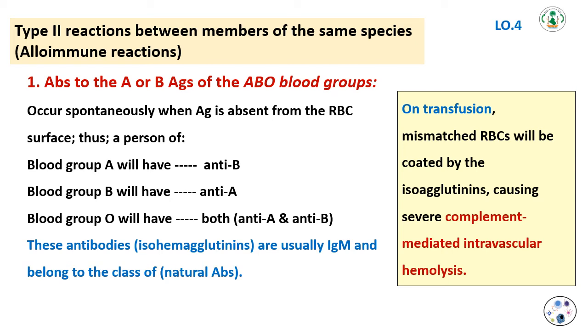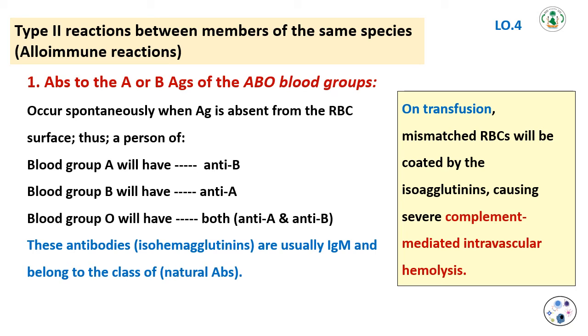Type 2 reactions between members of the same species, autoimmune reaction. Antibodies to the A or B antigen in the ABO blood grouping occur spontaneously when the antigen is absent from the RBC surface. Thus, a person of blood group A will have anti-B, blood group B will have anti-A, and blood group O will have both anti-A and anti-B.